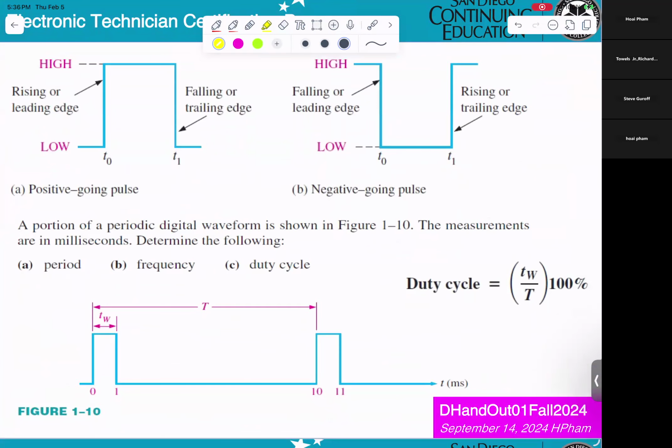Positive going forward. See how they look? That means the signal will be low, then they go up to high, then they go down to low again. That's what they call positive going edges. Okay?